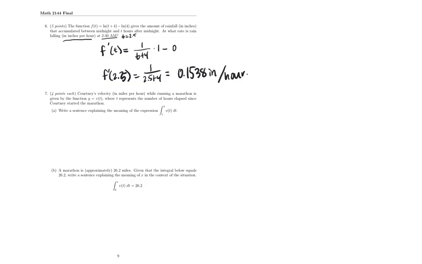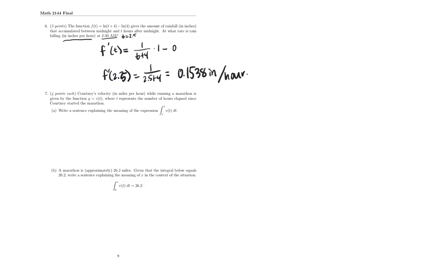Courtney's velocity in miles per hour while running a marathon is given by the function y equals v of t, where t represents the number of hours, okay? Write a sentence explaining the meaning of this expression, v of t dt.